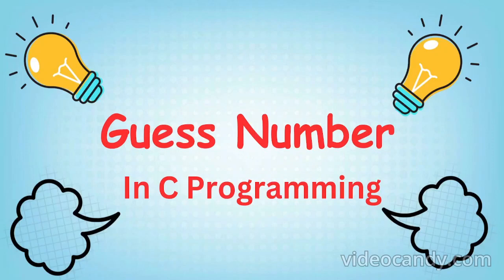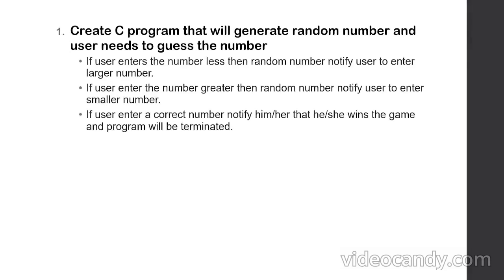So let's understand the problem statement first. The problem statement goes like this. Create a C program that will generate the random number and the user needs to guess that number. If the user enters a number that is less than the random number, then notify the user to enter a larger number. And if the user enters a number that is greater than the random number, then notify the user to enter a smaller number. And if the user enters the correct number, then notify the user that he or she has won the game and the C program will be terminated.